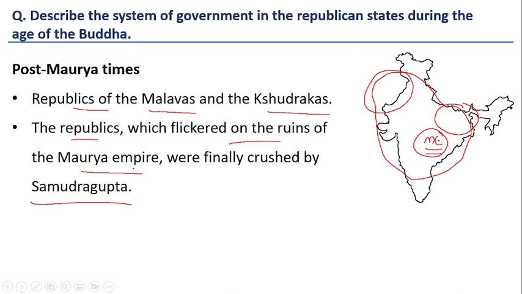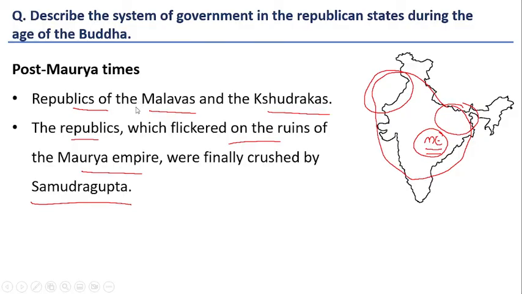The question was, describe the system of government in the republican states during the age of Buddha. This is the answer for this question.